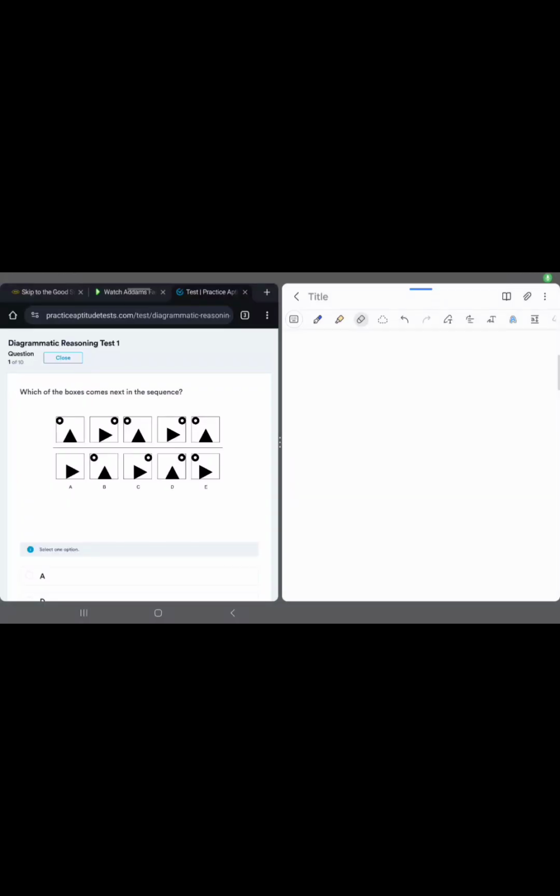Hi everyone. Okay, so today we'll be looking at diagrammatic reasoning test 1. The main thing to identify in these tests is the patterns. So we look at the diagrams and look at how they're changing and then try to identify a pattern from that. Okay, so this is our first question and it says which of the boxes comes next in this question?